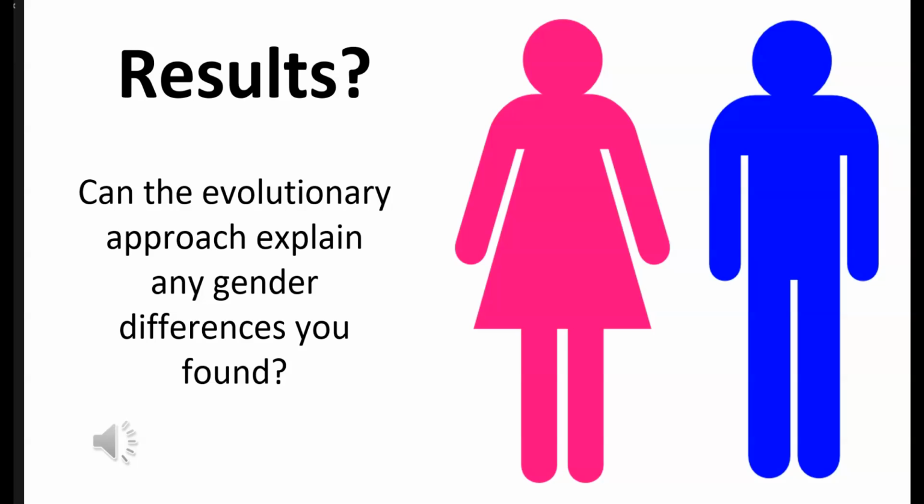What did you find? Did your results support the idea? Can the evolutionary approach really explain the differences between the characteristics that males and females seek in a romantic partner?